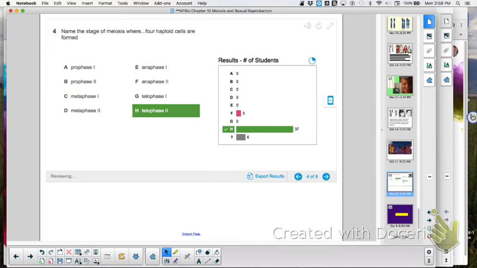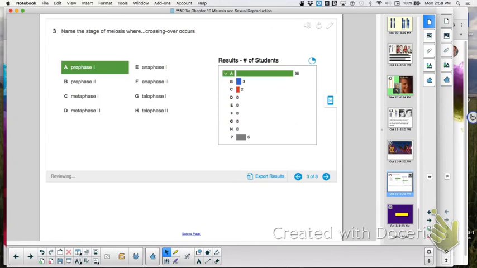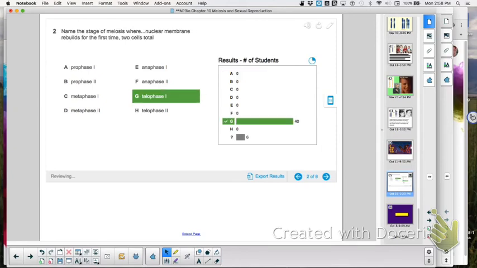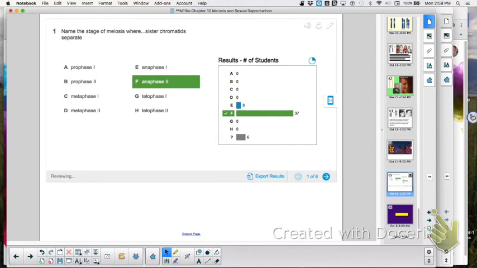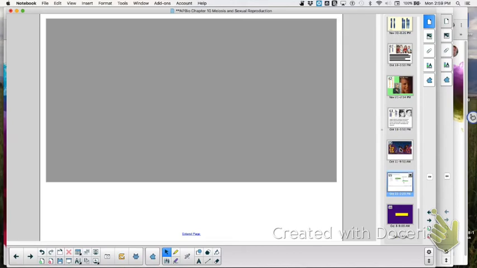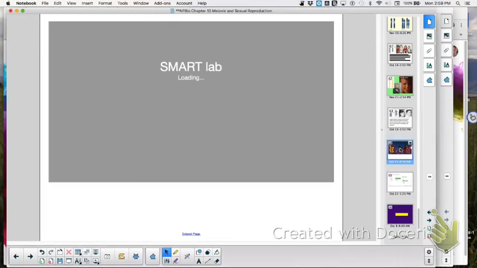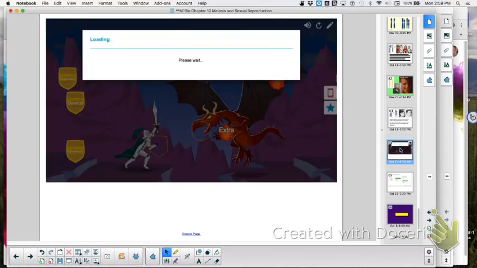4 haploid cells are formed. No stage. Crossing over occurs. No stage. Nuclear membrane rebuilds for the first time, 2 cells total. Telophase. And you would just say telophase, right? And sister chromatids separate. Anaphase. Perfect. I don't remember what this is, but you can try it or we can do it together.